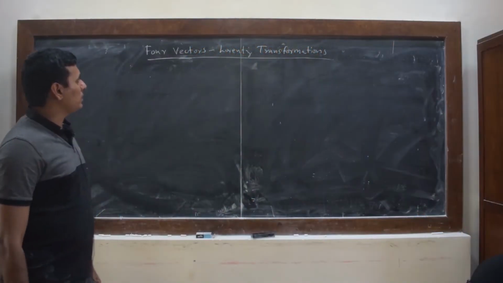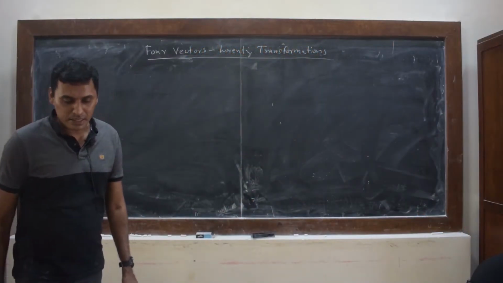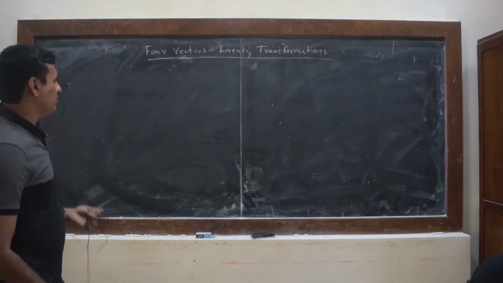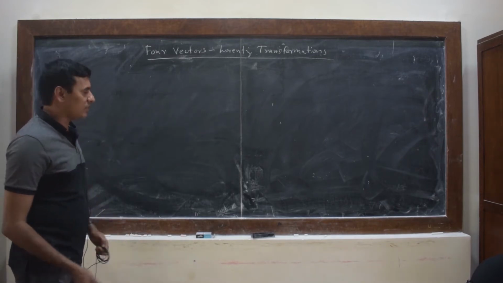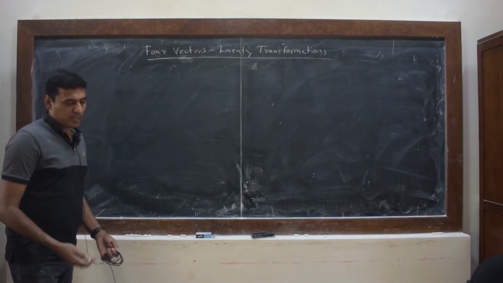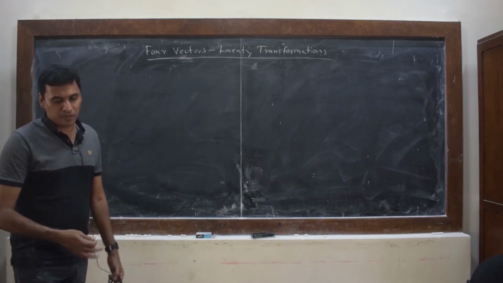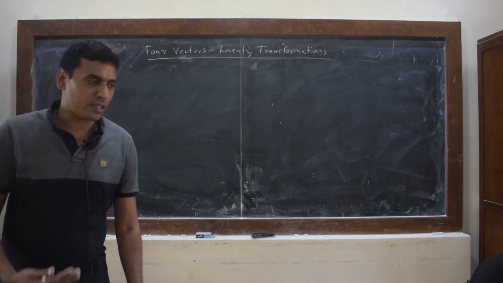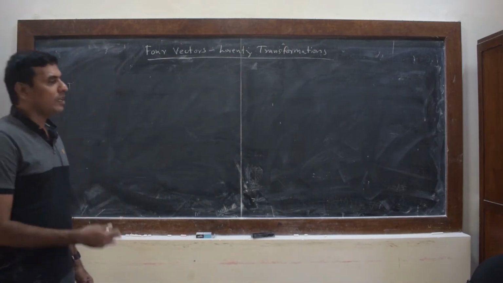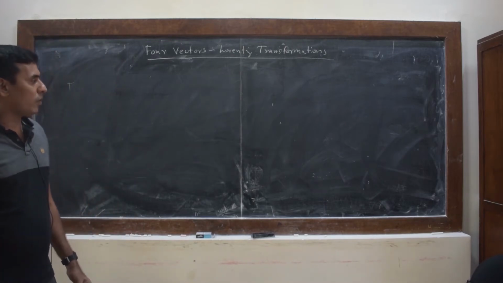In this session, we will talk about 4 vectors and the Lorentz transformations. We already saw, when we defined vectors in the 3-dimensional context with respect to rotations, that a vector is a set of quantities which transform in the same way as the coordinates themselves transform under rotations.